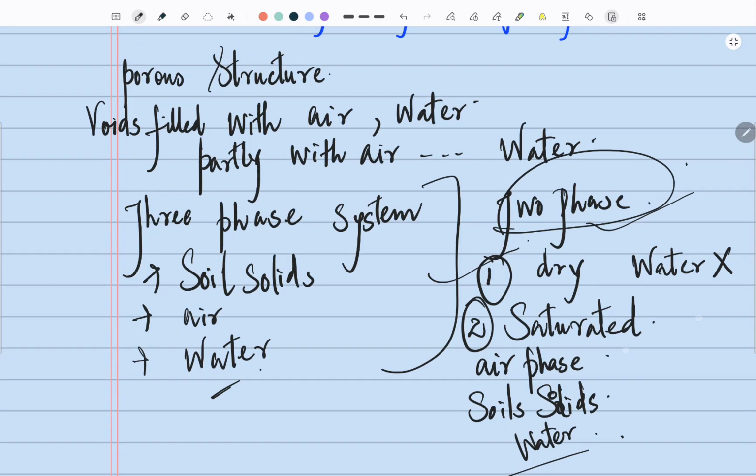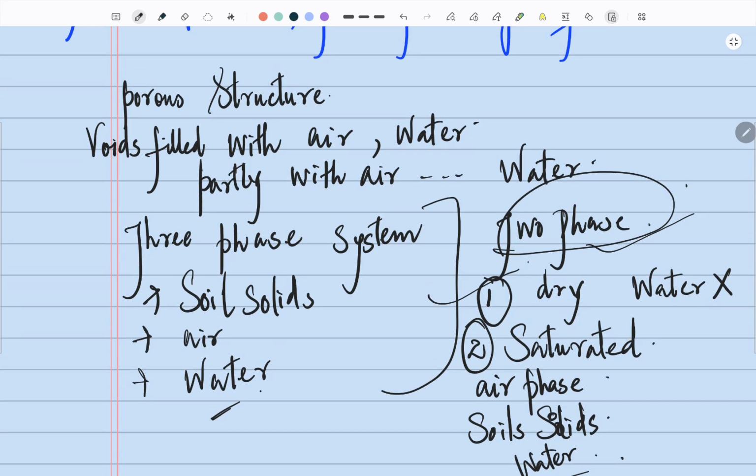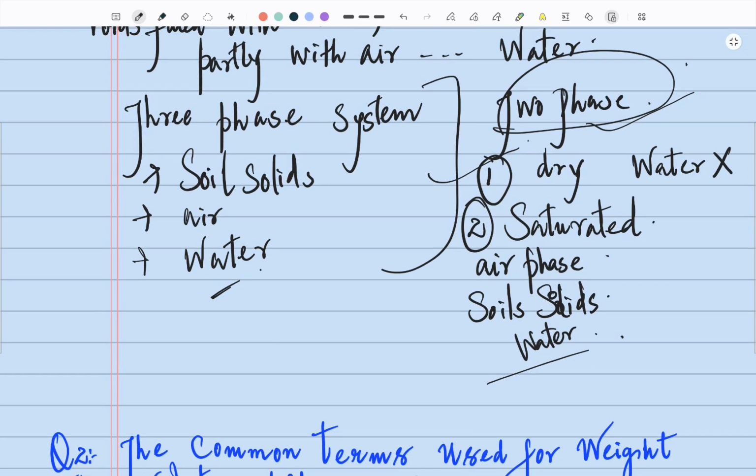So let me again repeat it, that generally soil mass is a three-phase system with soil solids, and the voids can be filled with air and water, or partly with air, partly with water. And under some special conditions, it becomes a two-phase system. The first one being when the soil mass is absolutely dry, there is no water phase. So in that case, it becomes a two-phase system with the soil solids and voids filled with air. And the second case is when the soil mass is fully saturated, there is no air phase. So again, soil mass becomes a two-phase system with soil solids and voids filled with water.